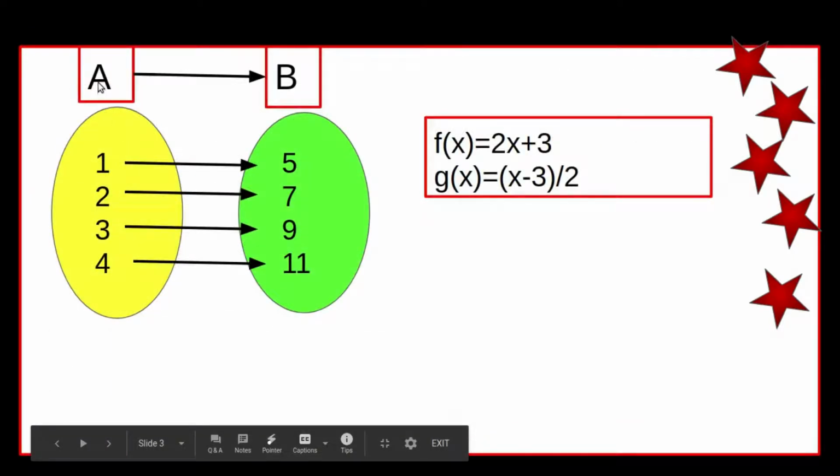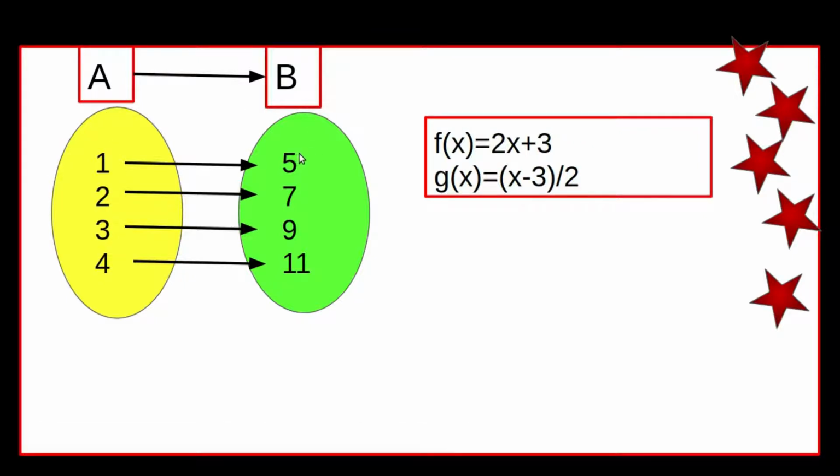Now consider two sets A and B. A consists of 1, 2, 3, 4 and B has elements 5, 7, 9, 11. Here the function maps 1 to 5, 2 to 7, 3 to 9, 4 to 11. Clearly we get f of x as 2x plus 3. 2 into 1 plus 3 is 5, 2 into 2 plus 3 is 7, 2 into 3 plus 3 is 9, etc. So here the function is 2x plus 3.